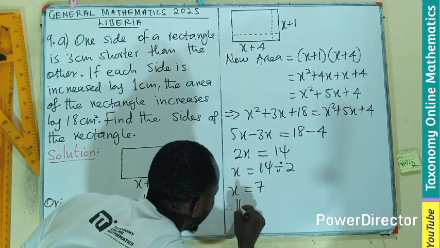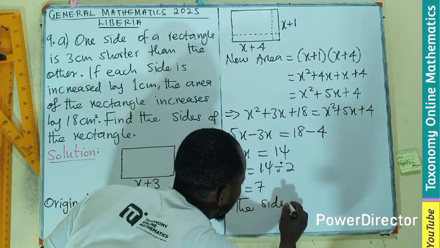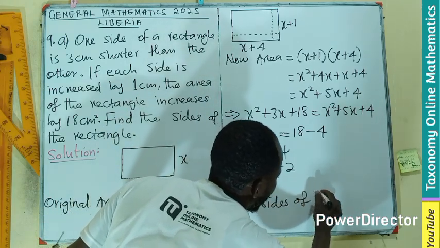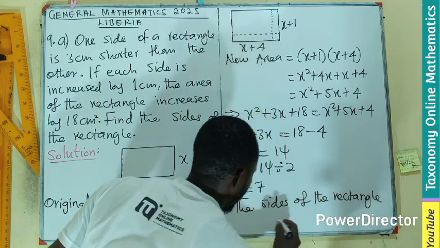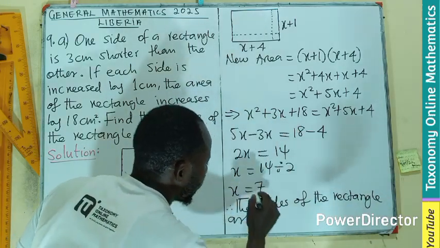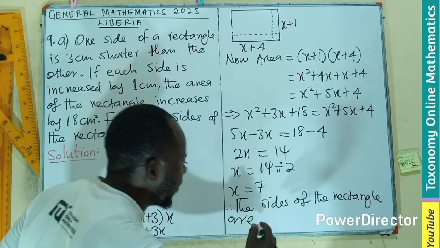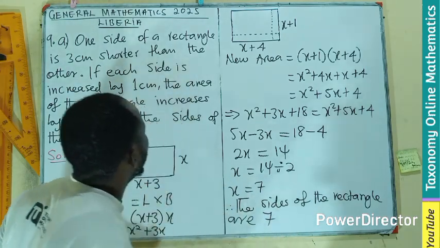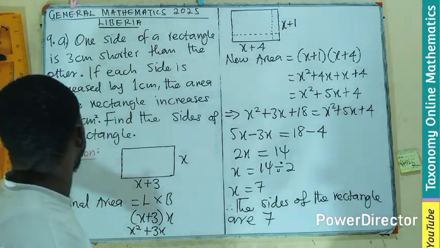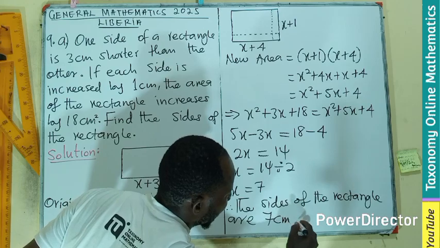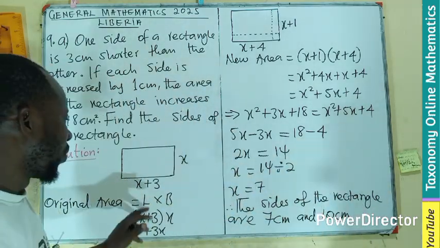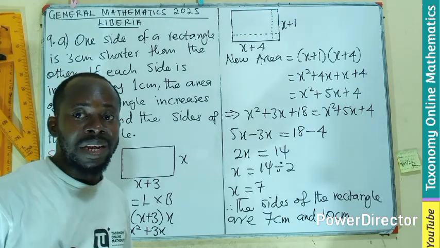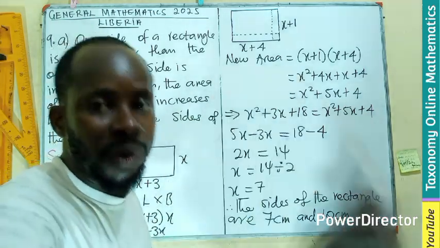Therefore, the sides of the rectangle are going to be 7 centimeters and 10 centimeters. Remember, you're looking for the sides of it before it was increased.